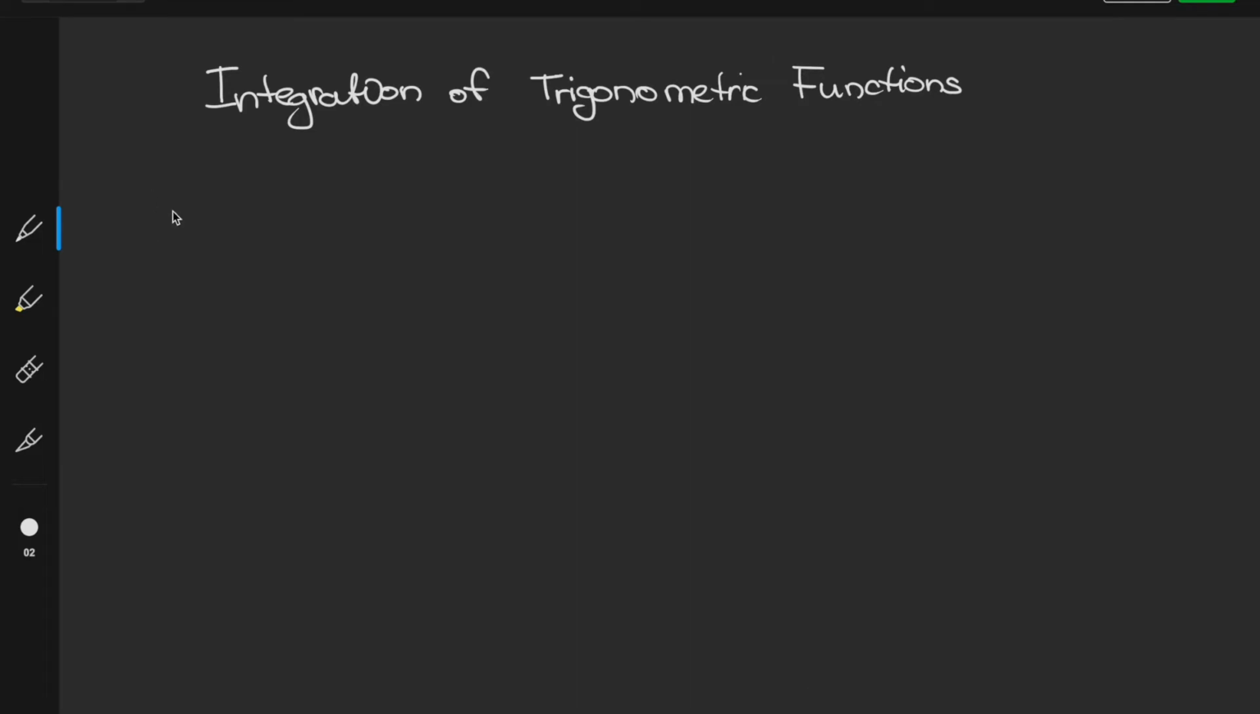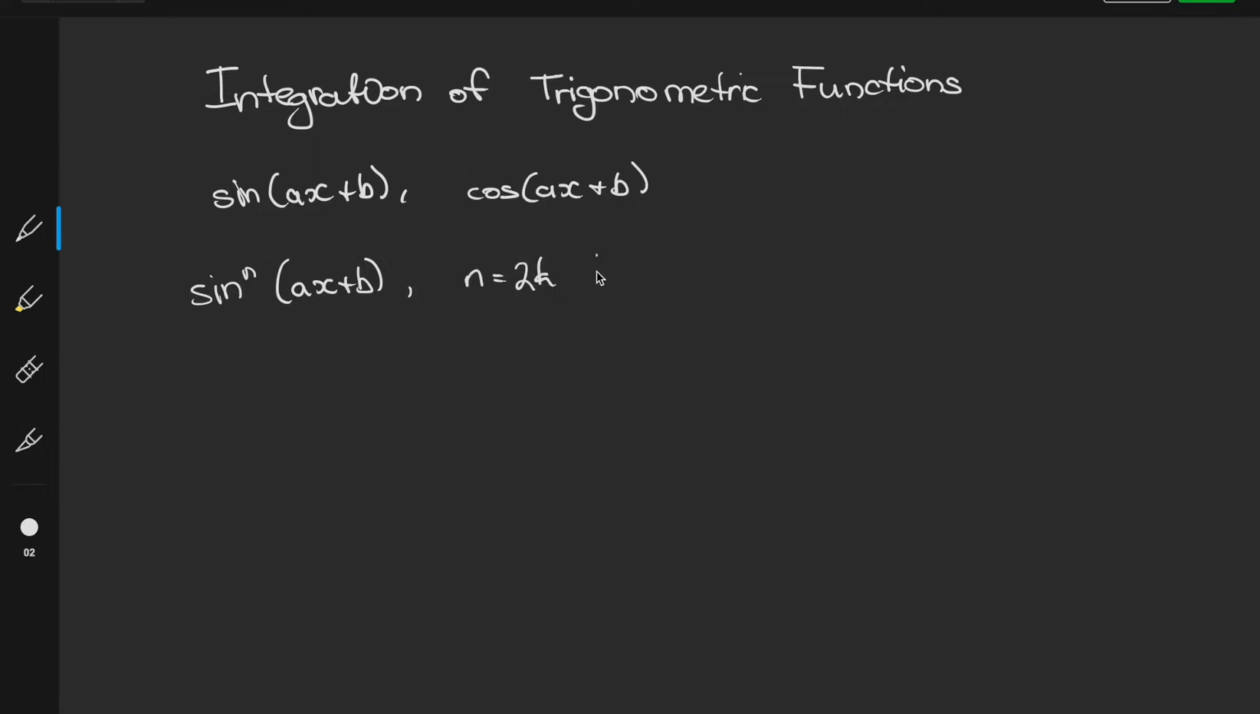So first we're going to go over even powers of functions, specifically trigonometric functions of the form sine of ax plus b or cosine of ax plus b, and a and b are of course just constants. So for even powers, what I mean by that is we'll have sine to the power of n of ax plus b, or cosine to the n of ax plus b, where n is equal to 2k, and k is a natural number.